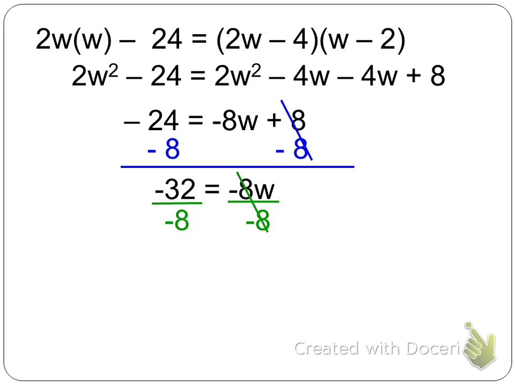What's W equal? 4. What was the original question? Find the original dimensions. So we called one of them W. We called the other one 2W. So what's the length? 8 feet. 8, right? Because you just multiplied by 2. So the dimensions are 4 feet by 8 feet.